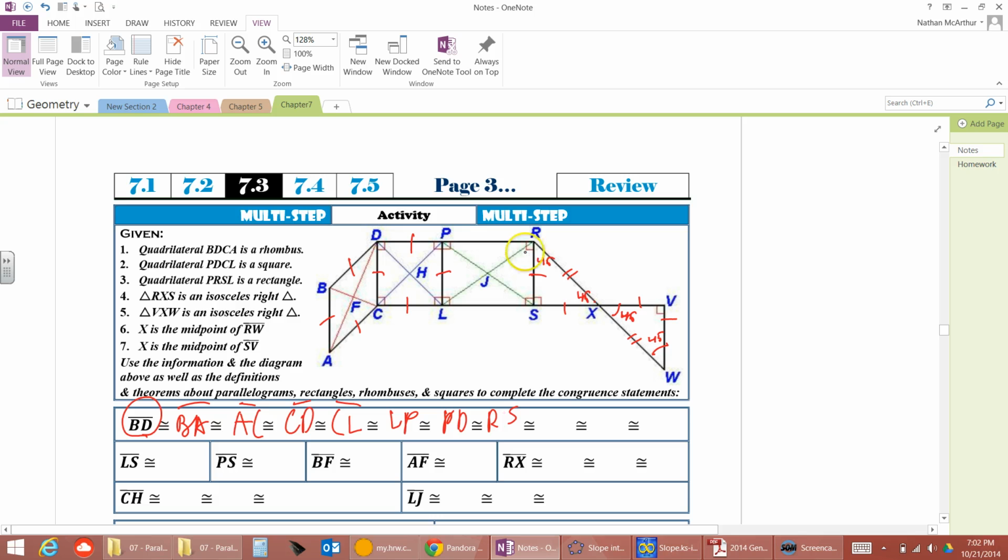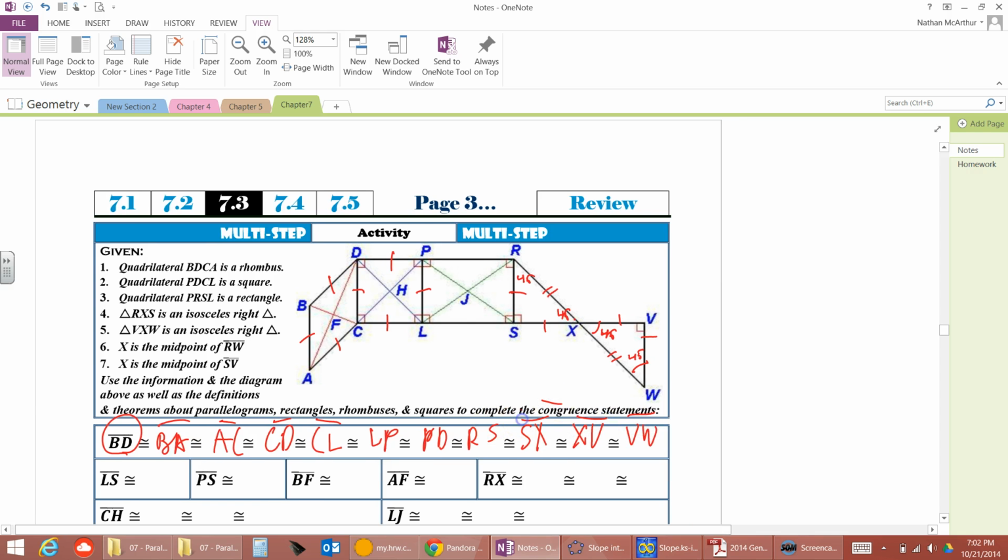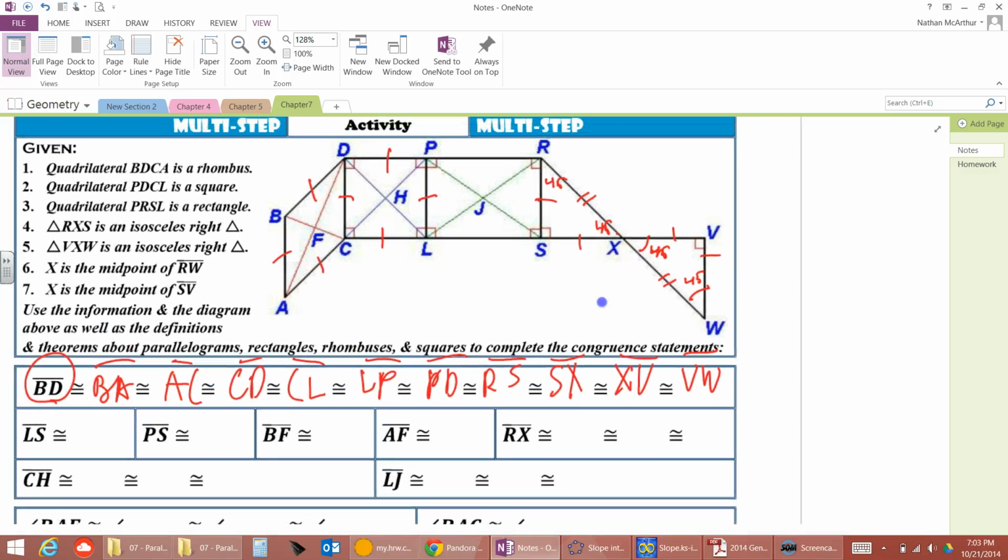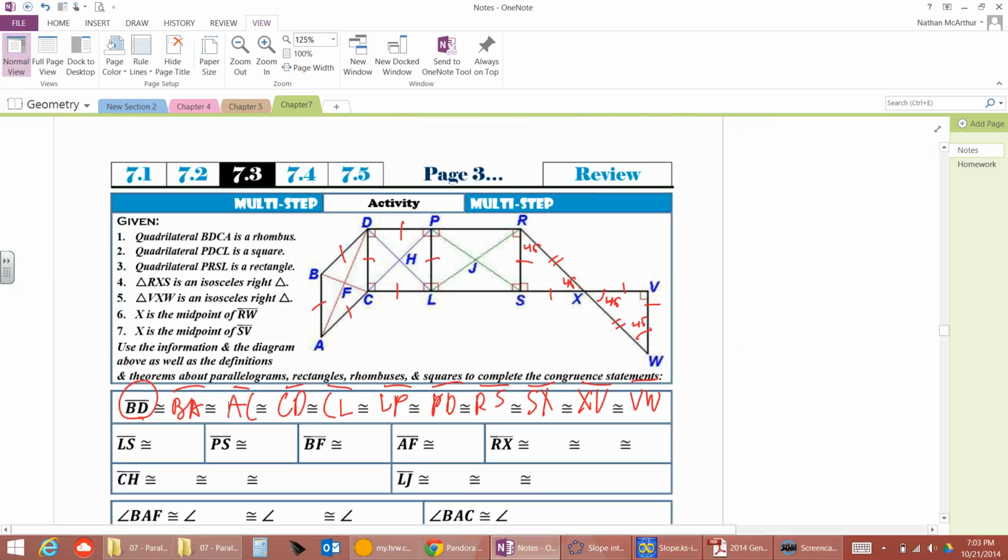Okay, and we know that RS and SX are congruent because it's an isosceles triangle. So here's SX, and I know that SX and XV are congruent because it's the midpoint. So I say XV, and then I say VW and VX are congruent because it's isosceles. So we say VW. Look at that. All those things are congruent. I put the symbol above it because they're all segments, because we're talking about congruence. So that's kind of cool. Right off of that, I know all those are congruent.